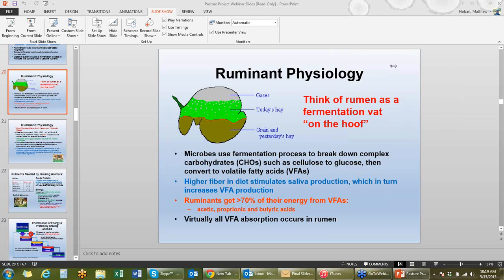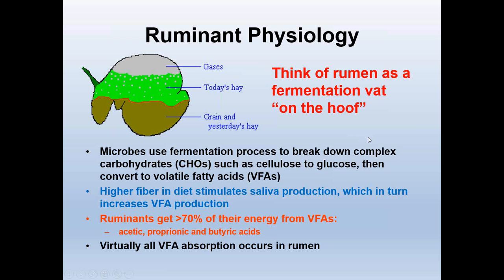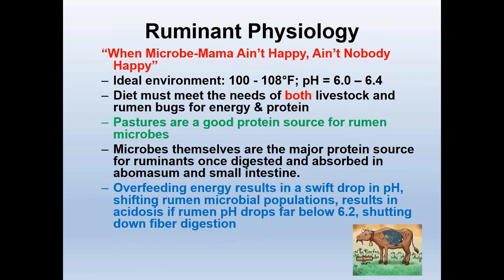And virtually all of the volatile fatty acid absorption occurs in the rumen. So on the next slide, I've got some information about ruminant physiology that's important to know. The bottom line is that we have to keep those microbes in the rumen happy in order for the process to work. And when microbe mama ain't happy, there ain't nobody happy in a ruminant system.